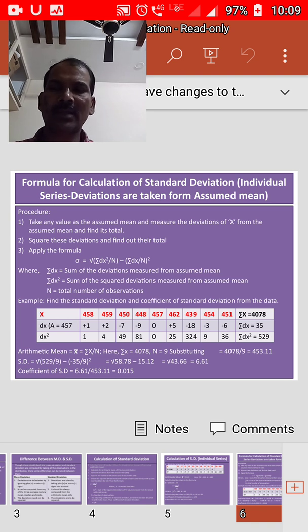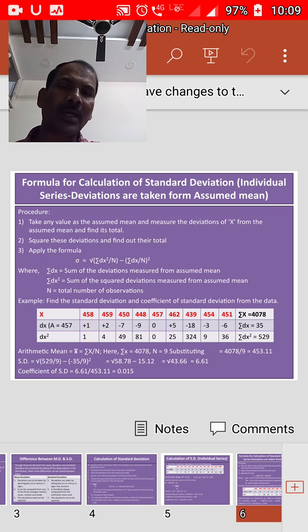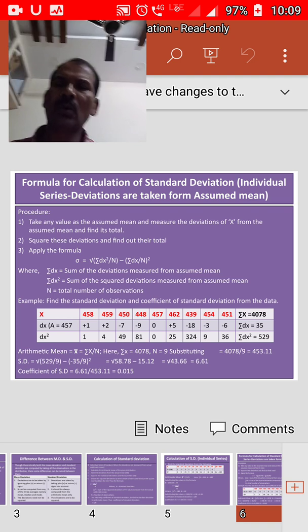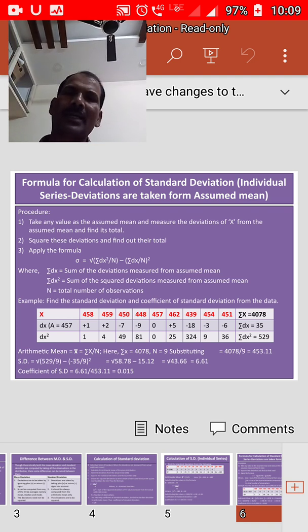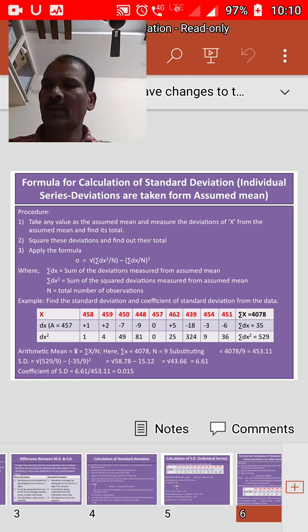Sigma dx square is nothing but the sum of the square deviations measured from the assumed mean. N is the total number of observations, right? Now we'll consider one problem for better understanding of standard deviation and coefficient of standard deviation from assumed mean.